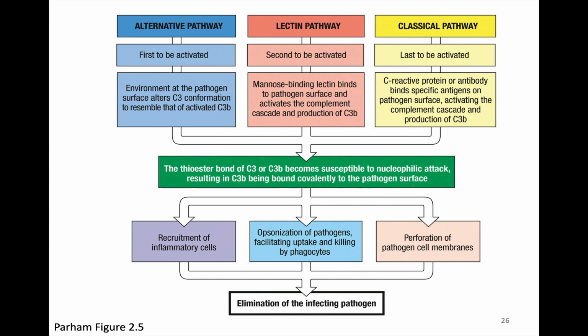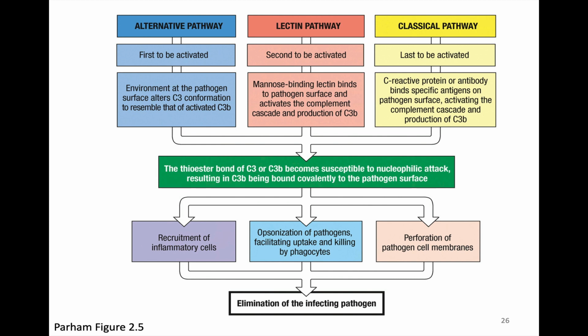So basically with complement, you've got 3 ways to start it. All 3 of those ways eventually get you to C3. And once you've got to C3, you've got 3 different ways to get rid of the microbe. And so you could use this way of getting to C3 and then this way of killing the microbe, or this one and then this one, and this one and then this one. You can sort of mix and match, however.